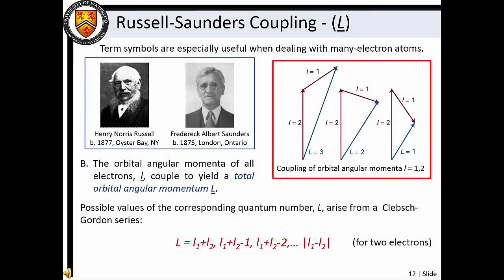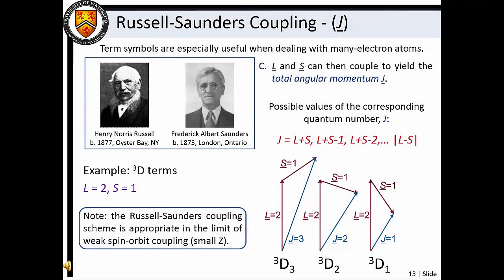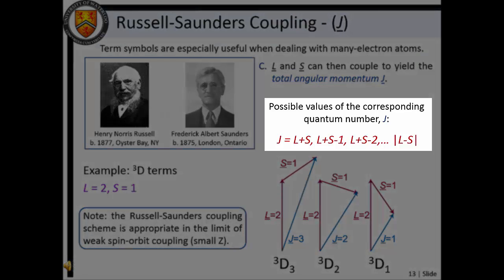Similarly, the orbital angular momenta of all electrons couple to yield a total orbital angular momentum capital L. The values of capital L can also be determined using a Clebsch-Gordan series. For example, an electron in a d orbital can interact with an electron in a p orbital to yield total orbital angular momentum quantum numbers of L equals 3, 2, or 1. It is the total orbital and total spin angular momenta which then couple to yield the total angular momentum for the atom. Again, we can determine possible values of J using a Clebsch-Gordan series.